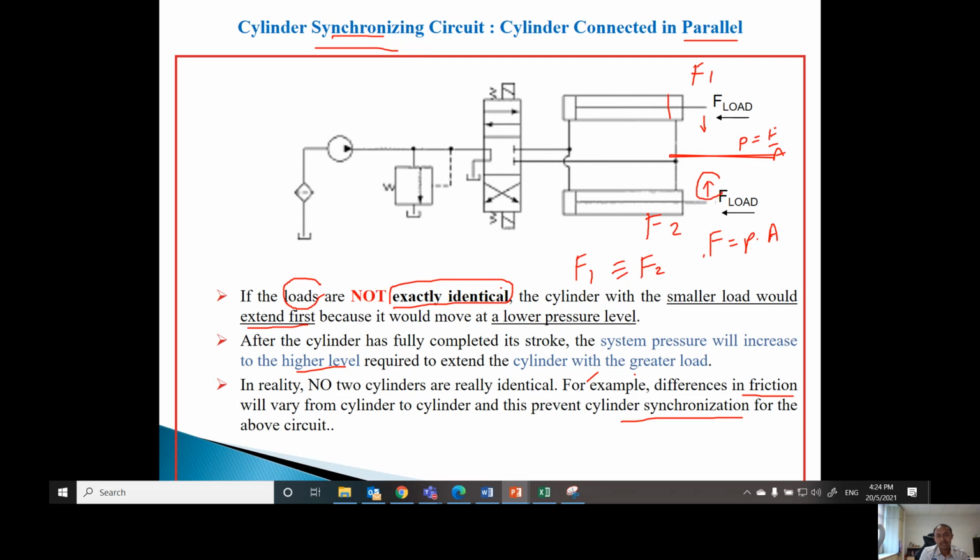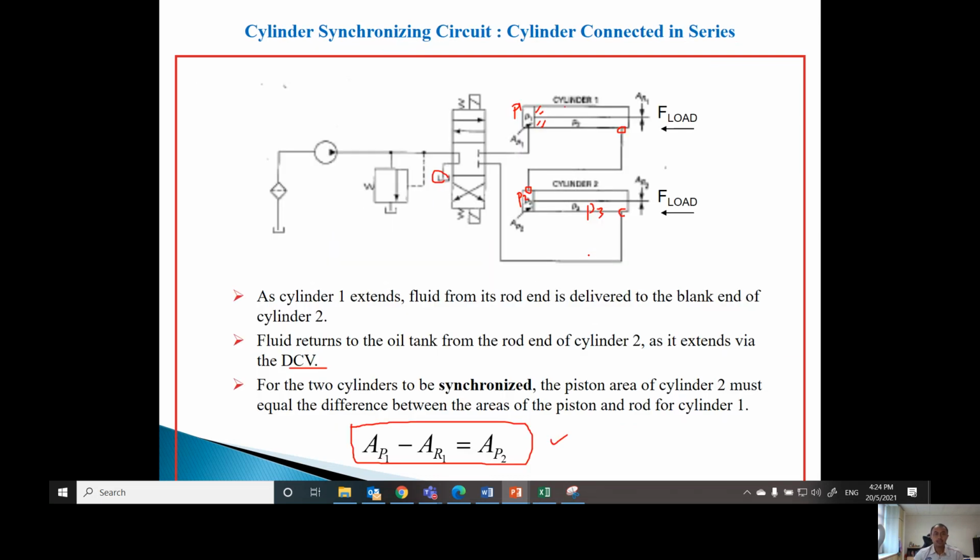If they are not exactly identical, then one will move first, the one with the lower load, and after that the one with the higher load will move with the greater pressure increase after the first one has reached the maximum position. So for cylinders in parallel, the most important thing is the load must be the same. But for series, this area must be the same: AP2 must equal AP1 minus AR1.